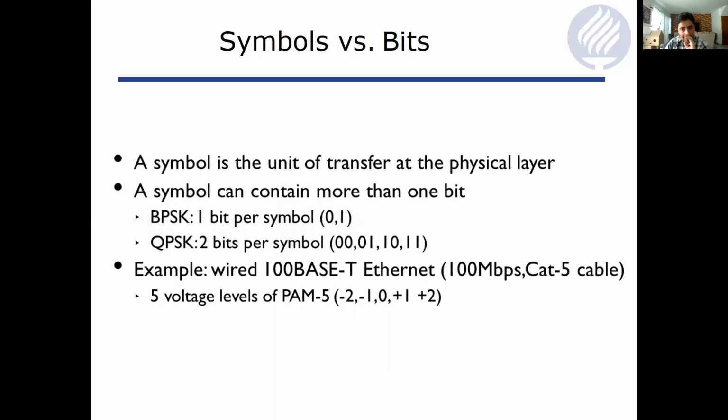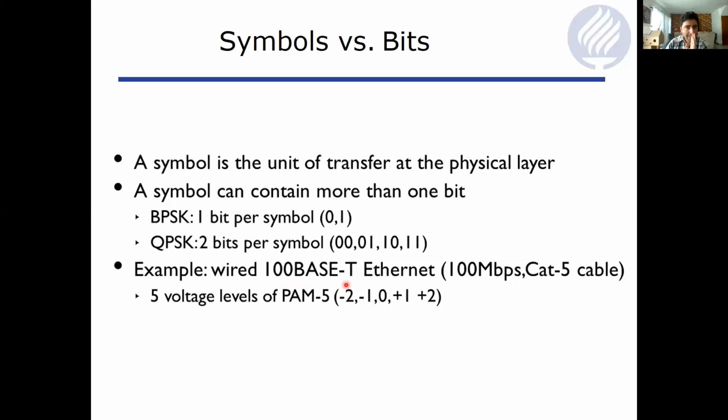For example, for BPSK, binary phase shift keying, we have 1 bit per symbol. You remember we had 2 different phases, 0 or pi. So we can represent 1 bit per symbol, either 0 or 1. But for quadrature phase shift keying, we had 4 different phases, so we could represent 2 bits per symbol. For example, 00, 01, 10, and 11. So for each symbol that we transfer, we can transmit 2 bits.